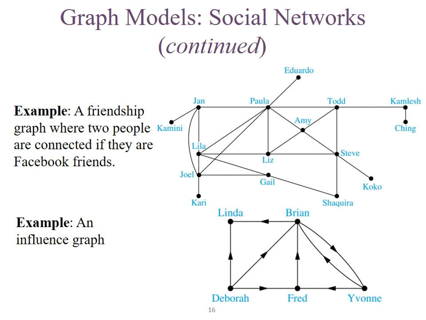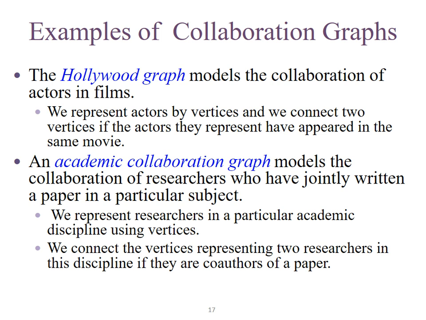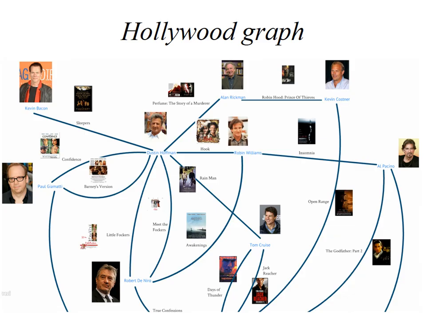All right, let's see more examples of social networks. If we connect their friendships or influence, then for an influence graph, maybe it's one way. And then we have the example of the Hollywood graph or academic collaboration graph. For example, different actors collaborate within the same movie. Then we can build an edge between these 2 persons.